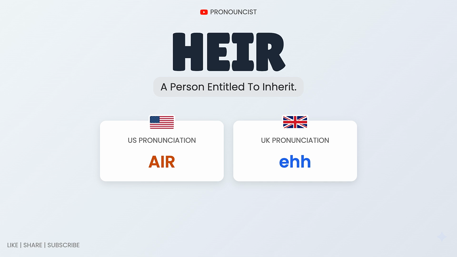Now, let's focus on British pronunciation of this word. Eh. Now, read the syllables of British pronunciation shown on the screen naturally. Eh, eh. In US, say air clearly. In UK, it's softer, like eh. Air. Eh. Practice repeatedly and you'll soon be able to say this word perfectly.